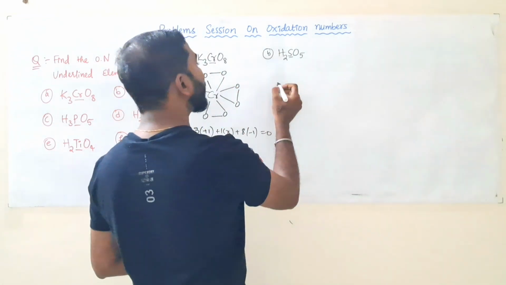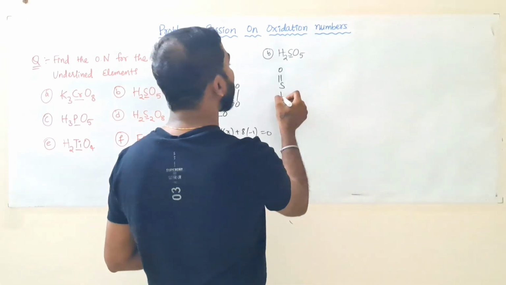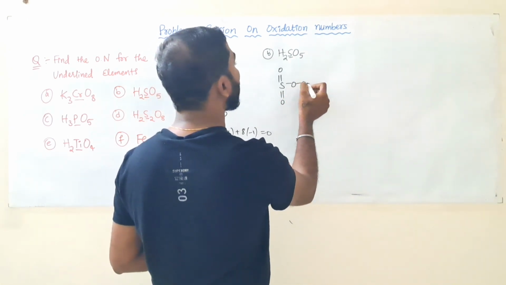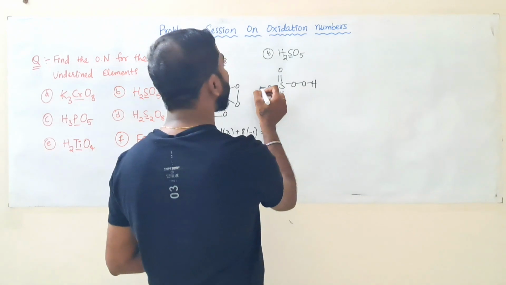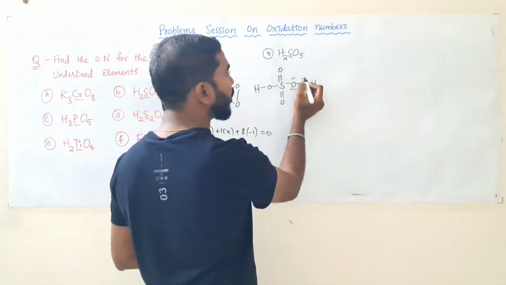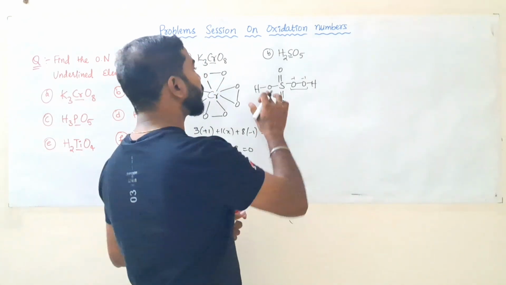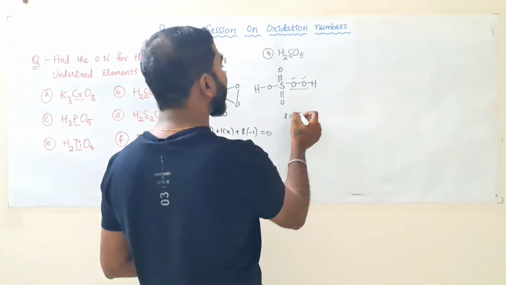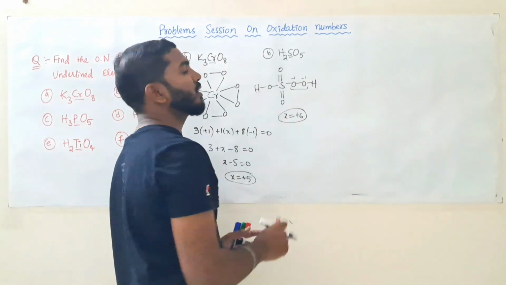For sulfur, the maximum oxidation number is plus 6. So now how is it going to be? Sulfur will have 2 double bonded oxygens, an OOH, and then there will be one more OH. Here these 2 oxygens are peroxy oxygens, which need to be taken as minus 1 and minus 1. So overall you are going to get x is equal to plus 6 by taking this minus 1.